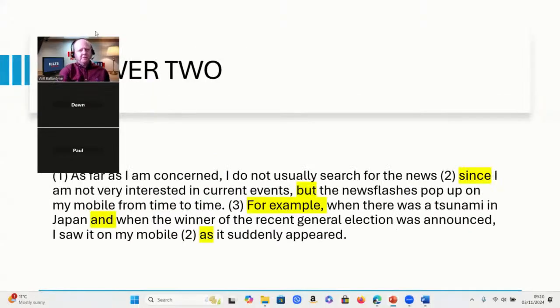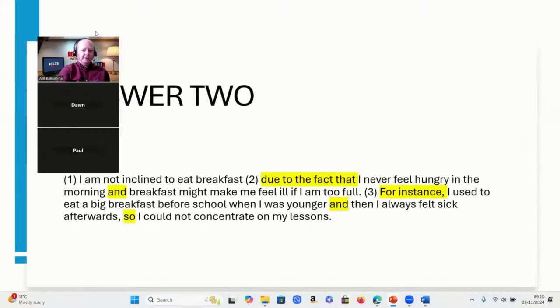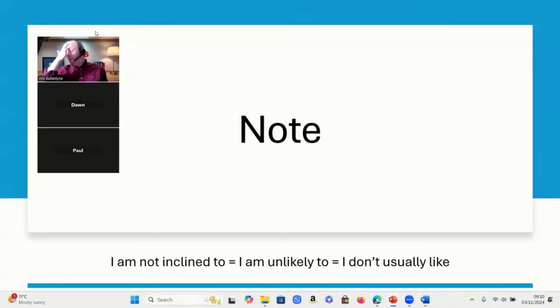Here's another example that we looked at again. This one used since, as this time, as meaning because. And then here we go. Quickly, we looked at this and then we changed it to due to the fact, which was good. As you see, we said for example. But importantly, at the end here, I made a little note, and the note was these phrases: I'm not inclined to, I'm unlikely to, which mean I don't usually.